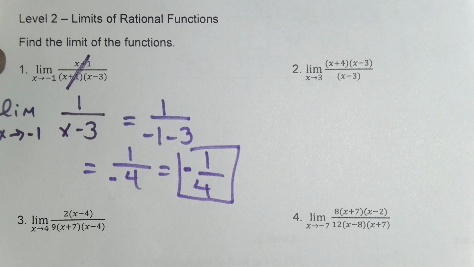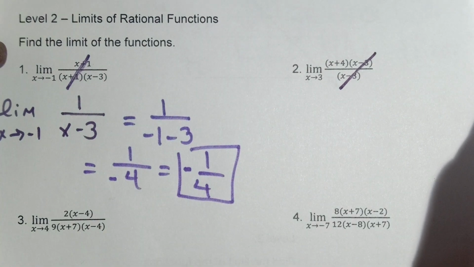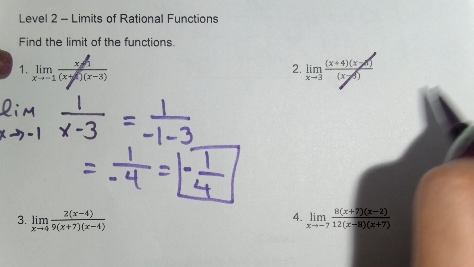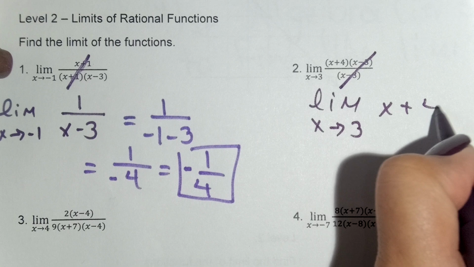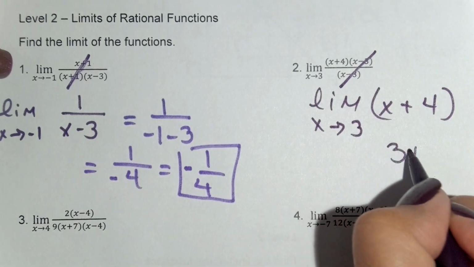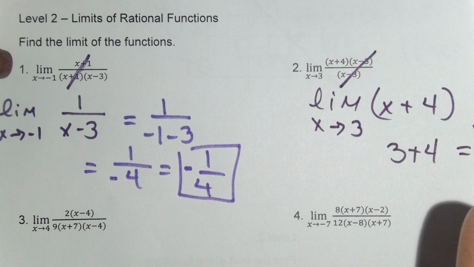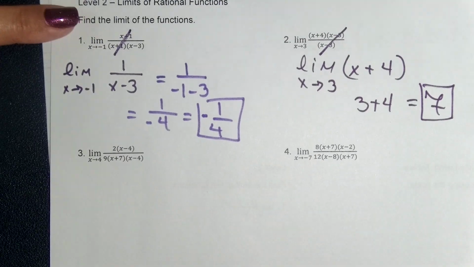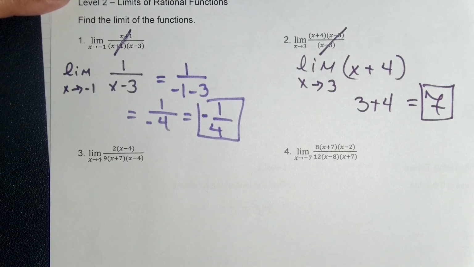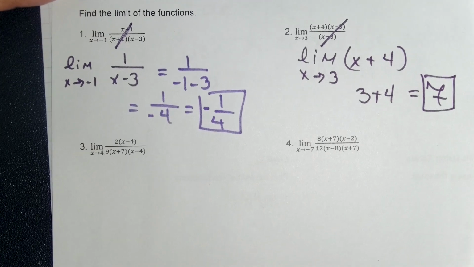Number 2, what should I do? Cross off what? X minus 3, ladies and gentlemen. Now what should I do? Substitute in 3 for x. So we have 3 plus 4, and that gives us 7. Oops, I'm off screen, my bad. Questions? What's the next one?